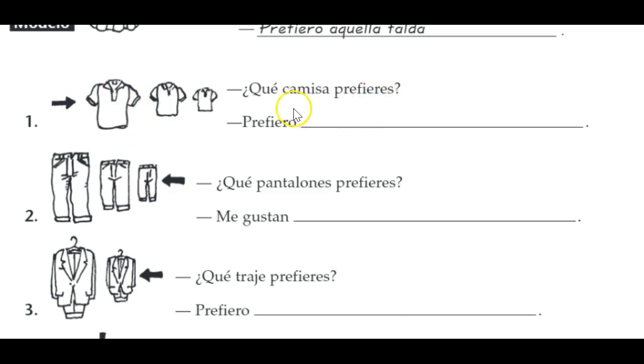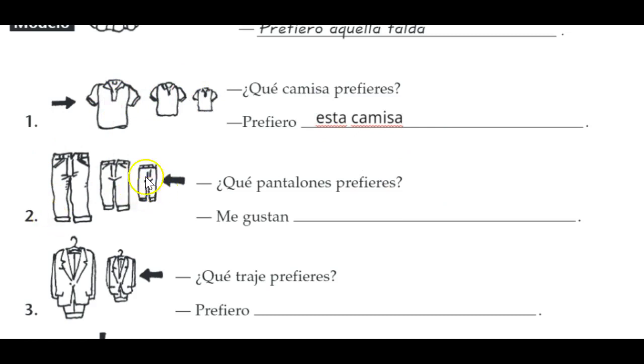So let's do number 1. ¿Qué camisa prefieres? What t-shirt do you prefer? Well, I want this one right here, right? Because it's close to you. So like 3-dimensionally, right? Prefiero, and how do you say this one? Esta camisa, right? Esta camisa. This one right here, right? It's not far away. It's right here.